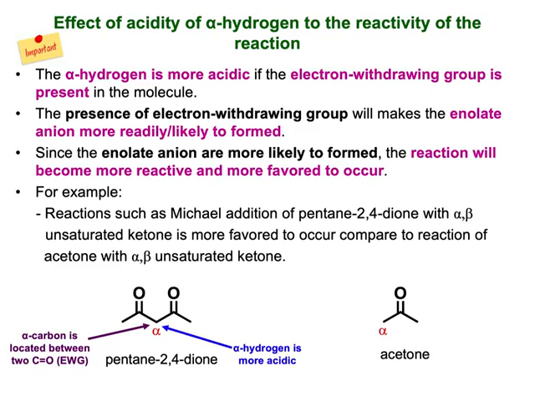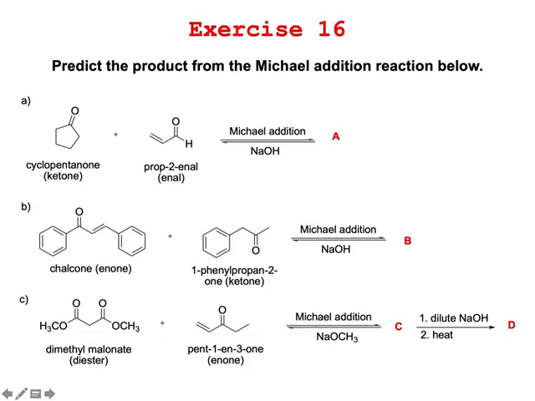So for the effect on acidity, the alpha hydrogen is more acidic because an electron withdrawing group is present. Okay, the electron withdrawing group makes the enolate anion more likely to form. The reaction will become more reactive and more favorable to occur, like this. Okay, the alpha carbon is located between these electron withdrawing C double bond O groups. So that's why the alpha hydrogen is more acidic. Okay, so you can do the exercise.